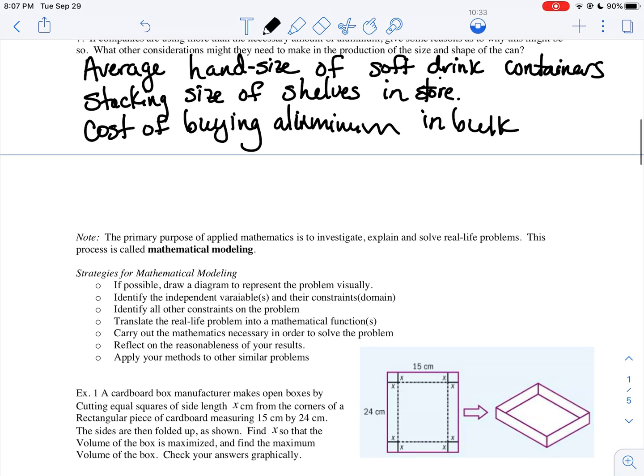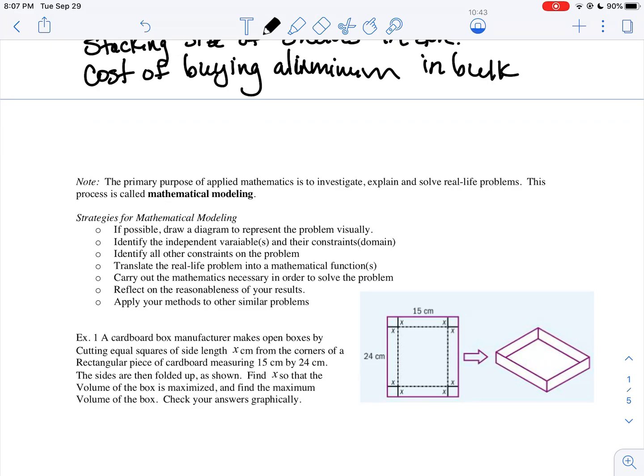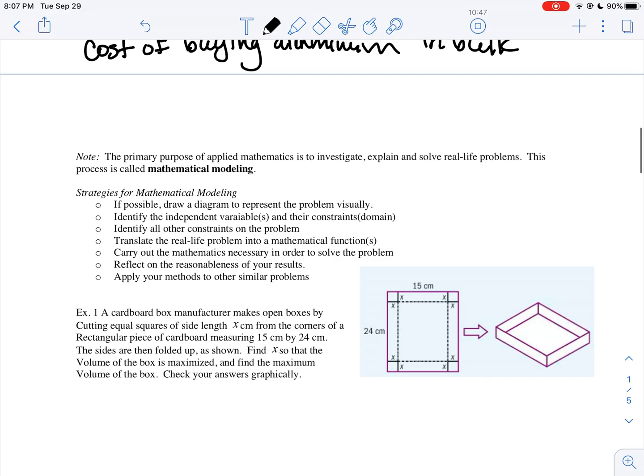So I think you're really going to like these optimization problems because we really do get into the real world, and sometimes our stuff is so fabricated that we actually get to see some decent situations. All right, so notice the primary purpose of applied mathematics is to investigate, explain, and solve real-life problems. This process is called mathematical modeling.